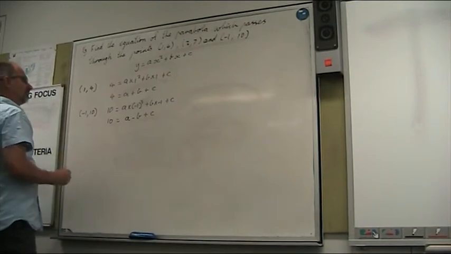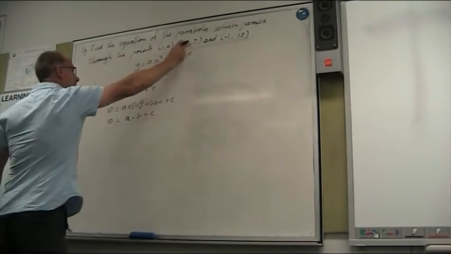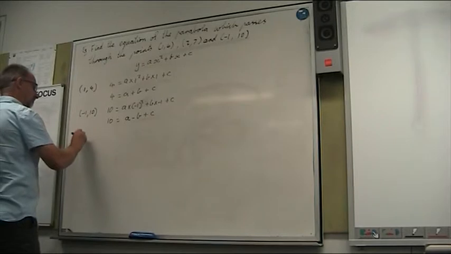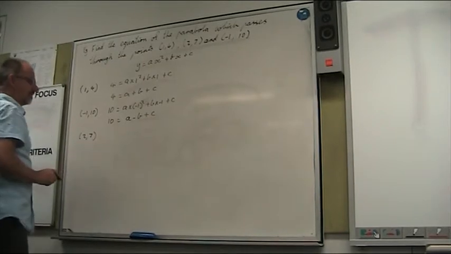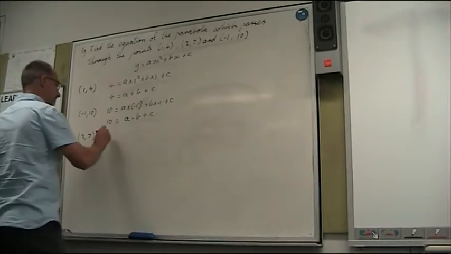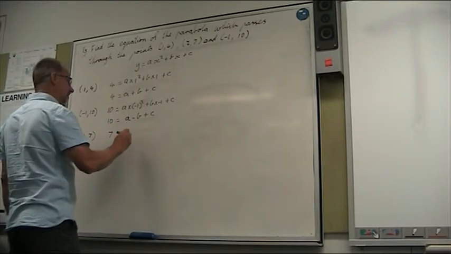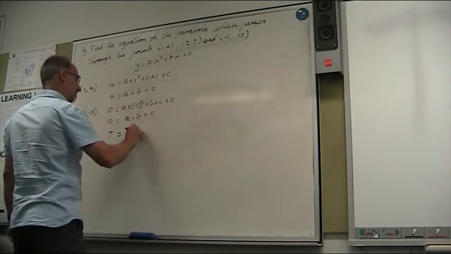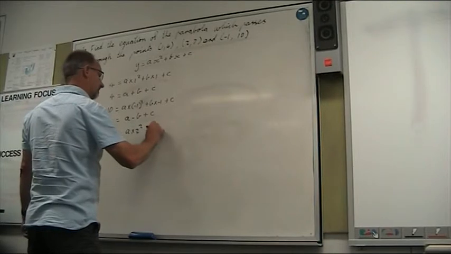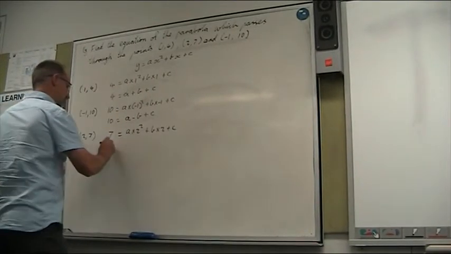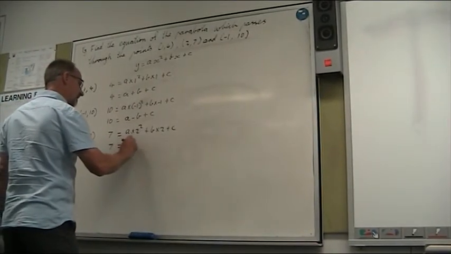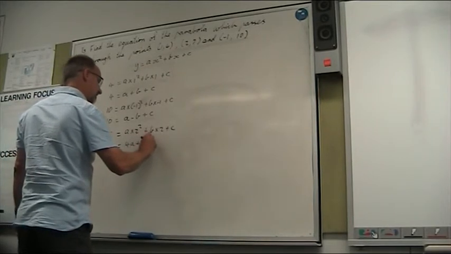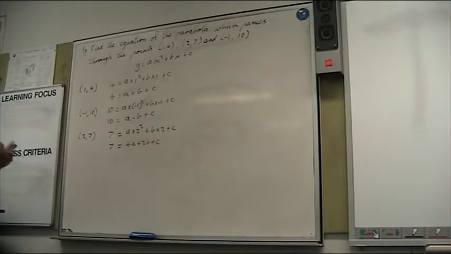And the third point, I've skipped the middle one, haven't I? Going to come to that one. 2 and 7, where you just use the simultaneous. So a times 2 squared plus b times 2 plus c. So you get 7 equal 4a plus 2b plus c.